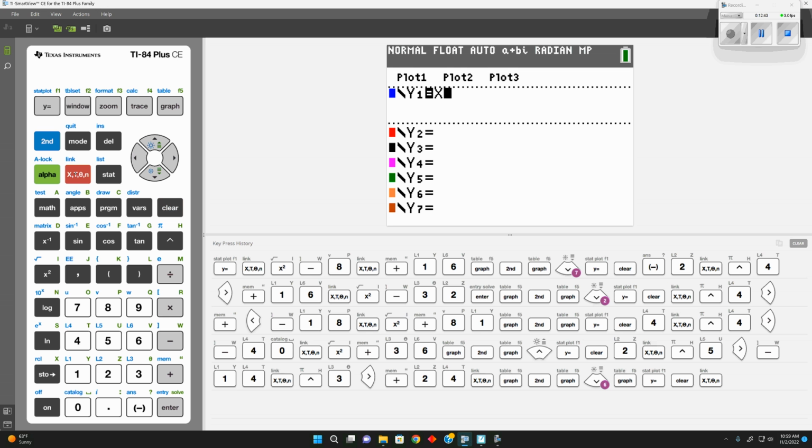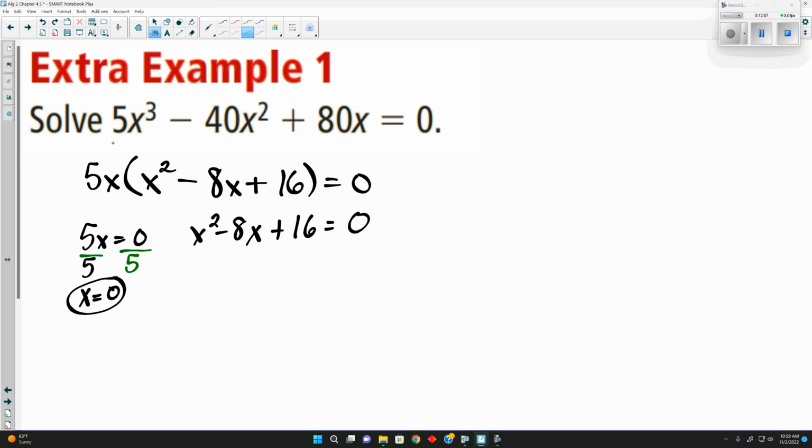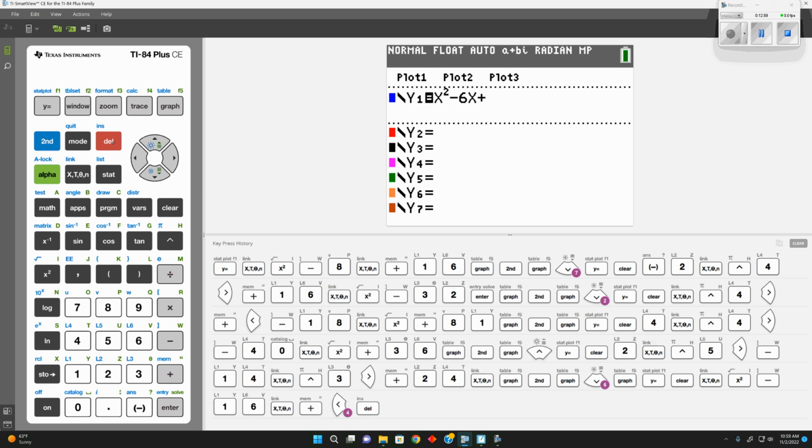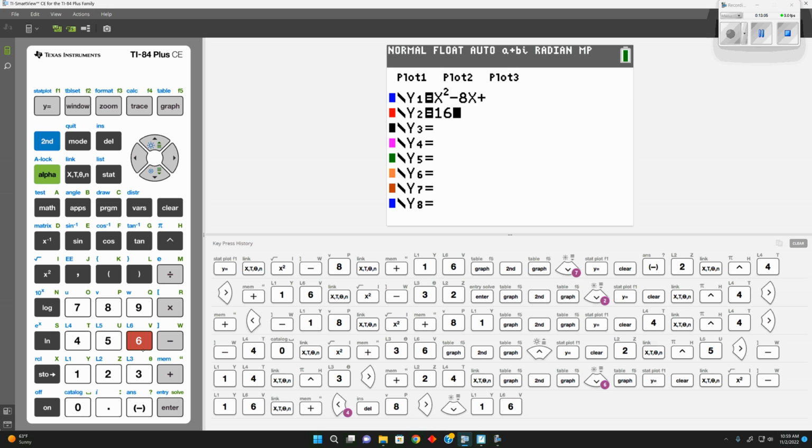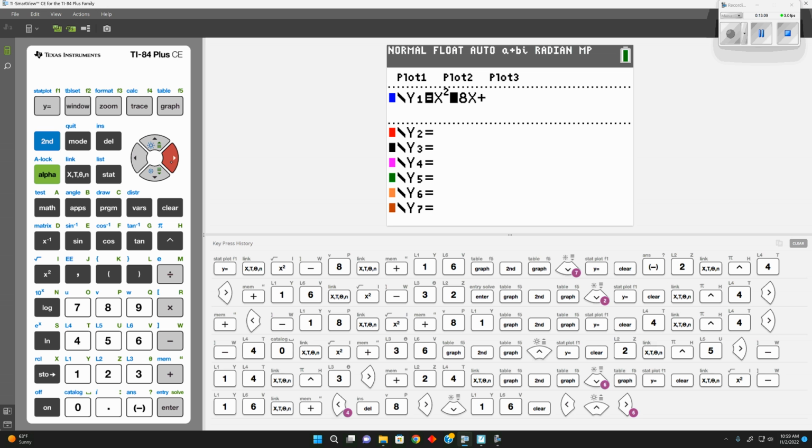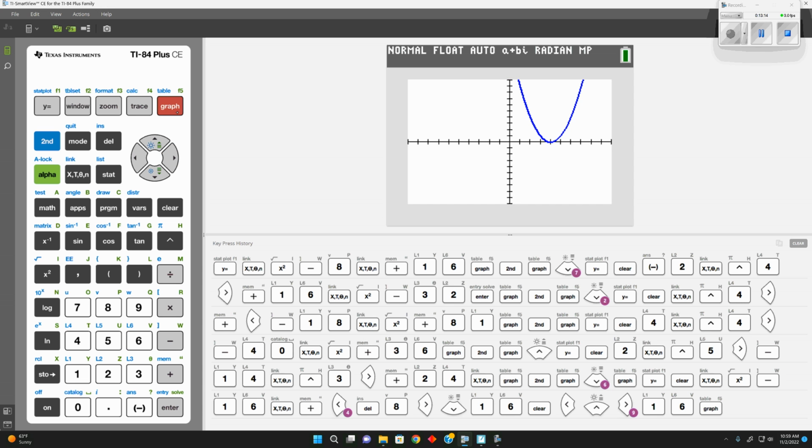So we could say x squared minus 8x plus 16. Wait, make sure I get this right, this was minus 8x plus 16. Let's try this one more time. Plus 16, and we can hit graph, because again, when we graph these, we're trying to see where it crosses the x-axis.